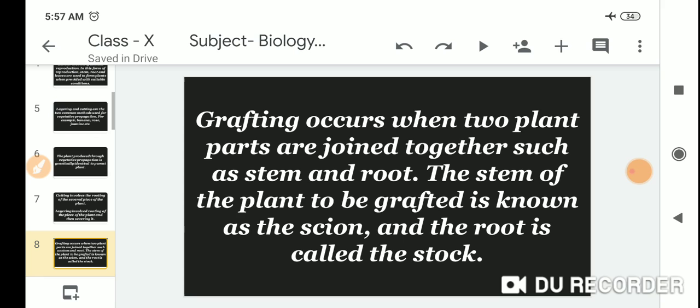Grafting occurs when two plant parts are joined together, such as stem and root. The stem of the plant to be grafted is known as the scion, and the root is called the stock.